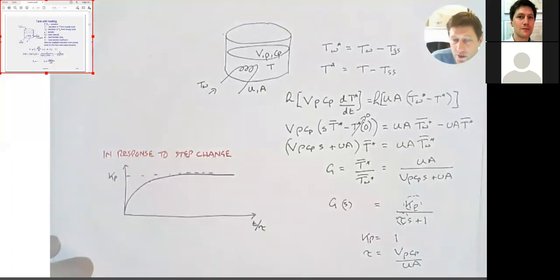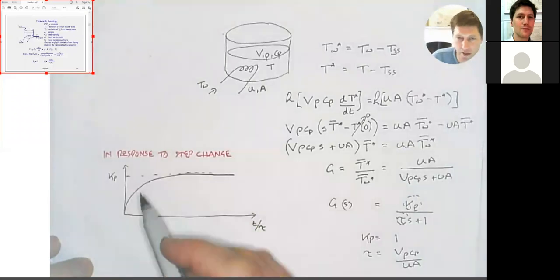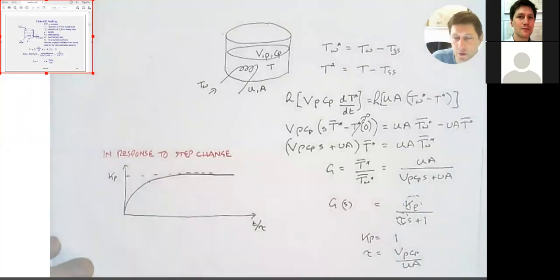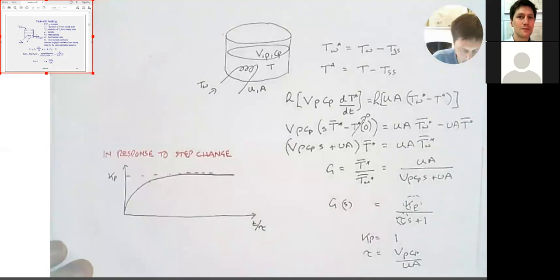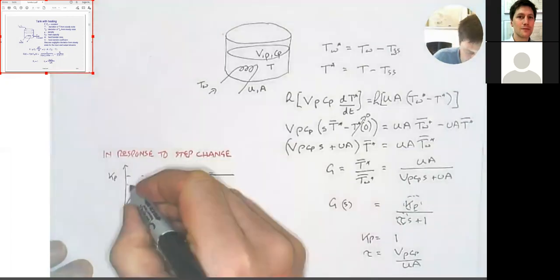So it doesn't matter what your system is, if it takes that form, you know that this is going to be how it responds to a step change, a unit step change, any step change in input. And this has certain characteristics that we always know are true.